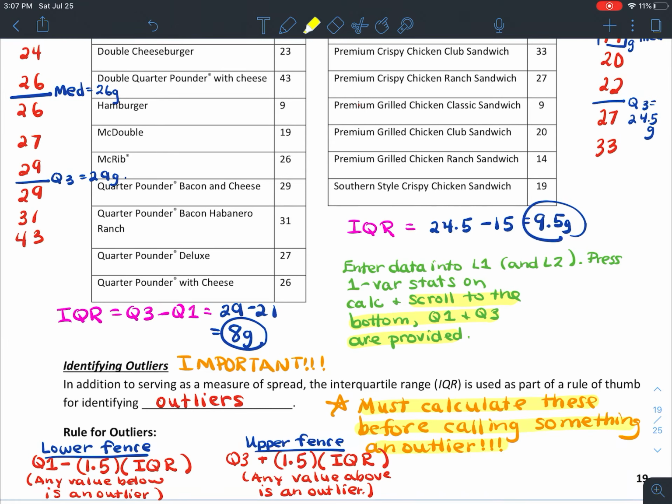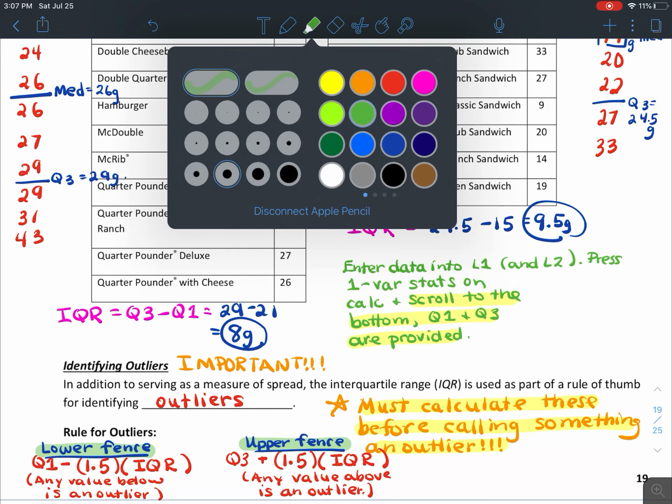You can't just say it looks like an outlier. You have to calculate this before you call it an outlier. This is comprised of two parts. You're going to create a lower fence boundary and an upper fence boundary. Any pieces of data that are outside of those fences, smaller than the lower fence or bigger than the upper fence, are considered outliers.